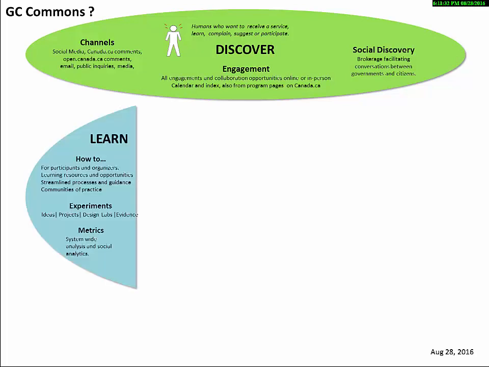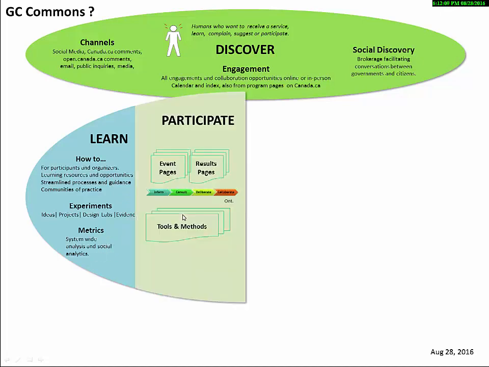So if we look at the learning piece, we might want to learn how to do things, either as internal participants or external participants. How do I participate? How do I engage? How do I communicate? How do I complain? We may be conducting experiments, not just internally within the GC, but externally. And our partners may be conducting experiments. Those experiments should be described. We should be posting ideas for new experiments. We should be describing them. We should be publishing the evidence associated with those so that we can learn what works and what doesn't. And we should be learning about metrics. In other words, we should be sharing metrics as we get them.